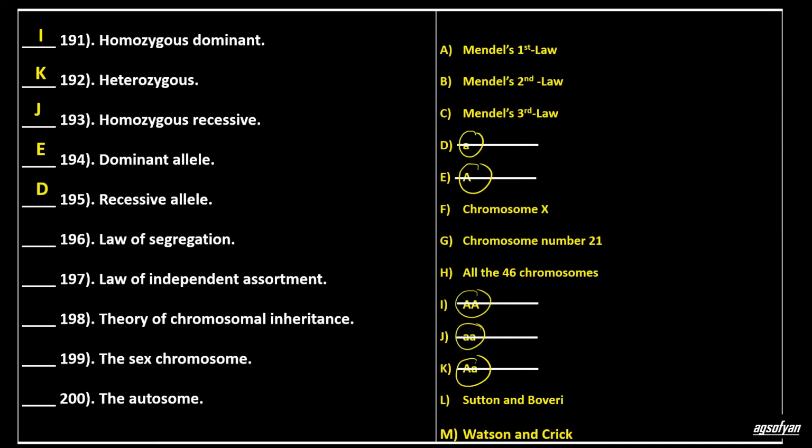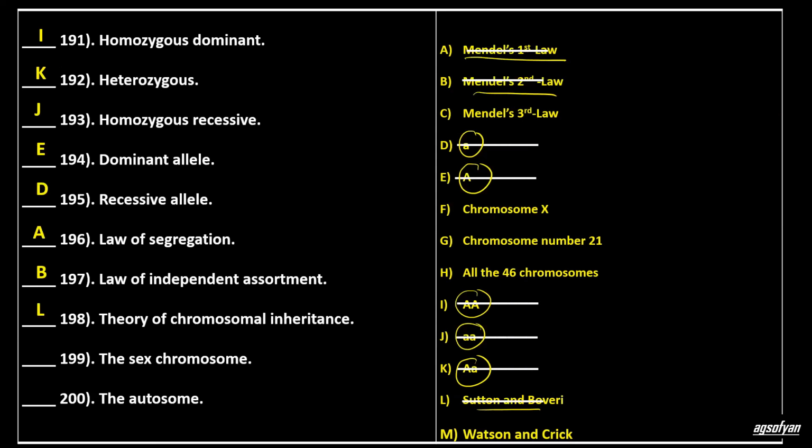Law of segregation. This is the first law, Mendel's first law. Law of independent assortment, that will be Mendel's second law. Theory of chromosomal inheritance. This will be Sutton and Boveri.